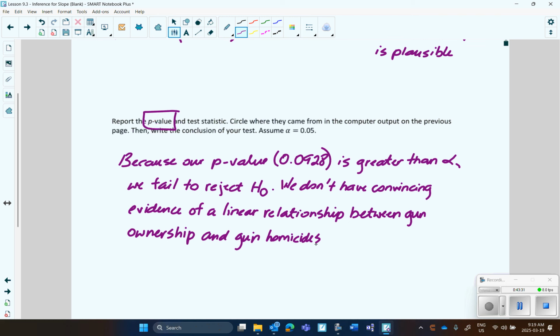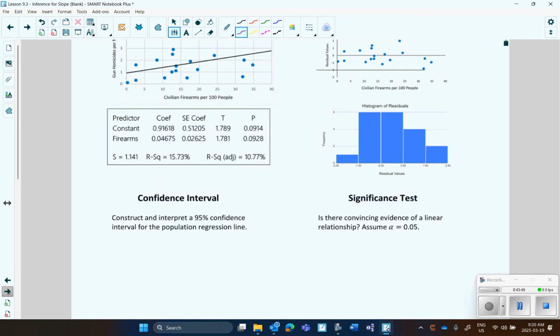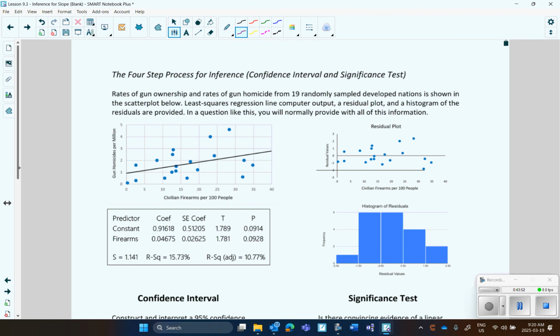Okay, so we've gone through everything here in detail for a confidence interval for slope and a hypothesis test for slope. But once again, you can use the four-step process. We've pretty much gone over everything we're going to do here, except for the conditions. That's one thing we didn't talk about yet. If you see a question like this, it is highly likely you're going to be presented with all of this.